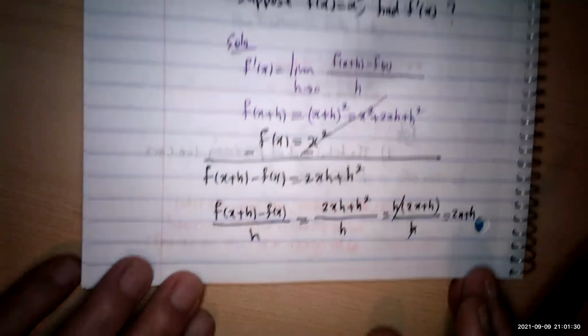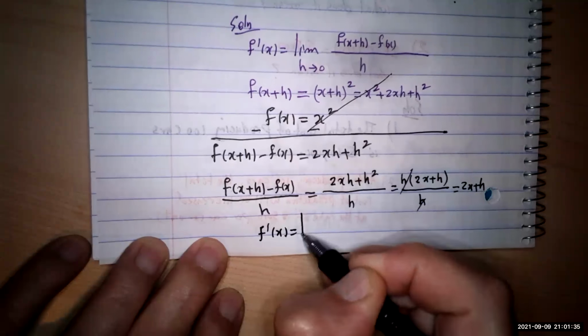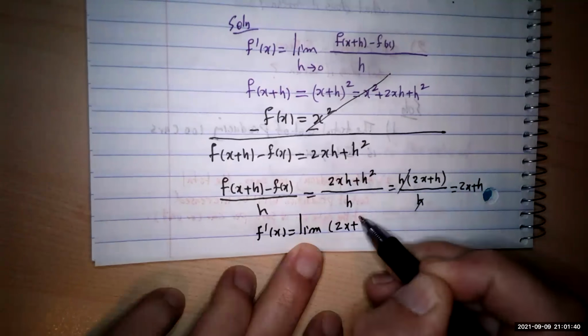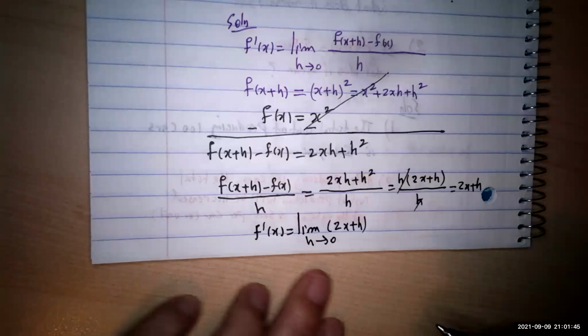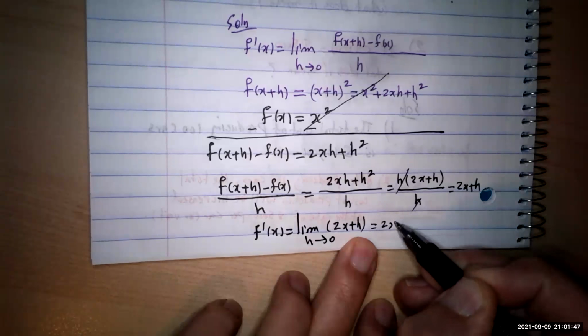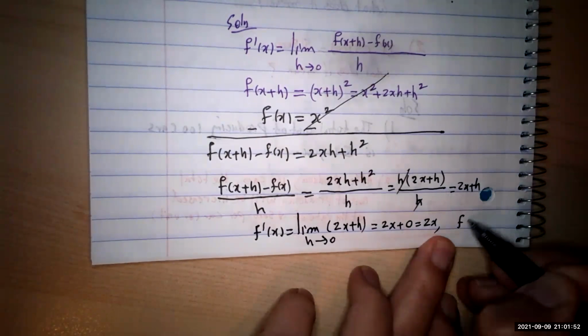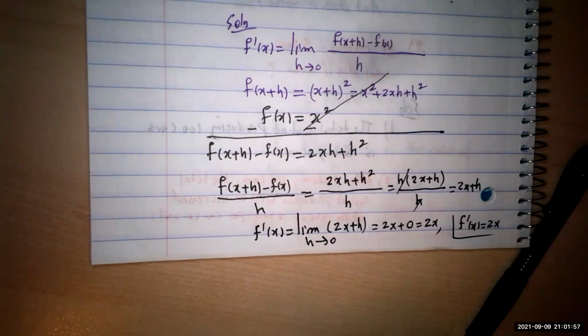Okay, so f prime of x would be the limit of this quotient, the limit of 2x plus h as h goes to 0. You know that it's a polynomial, you substitute. So that gives you 2x plus 0, the result 2x. So f prime of x is equal to 2x. See, we got the formula for it. So if you want to find f prime of 2, it's going to be 2 times 2, 4.